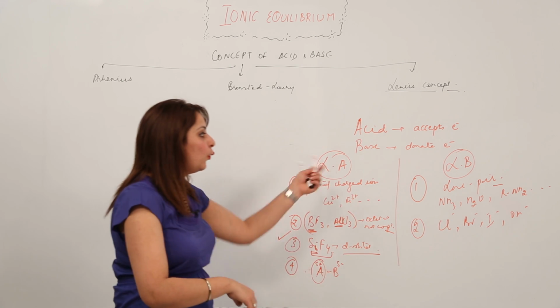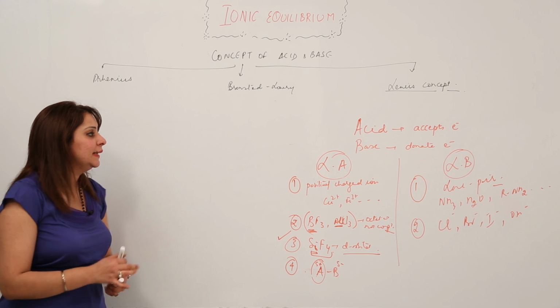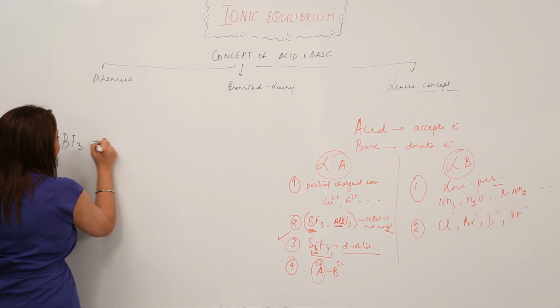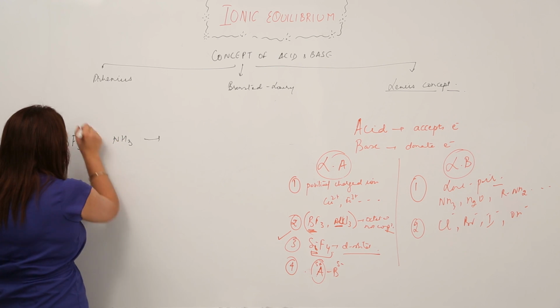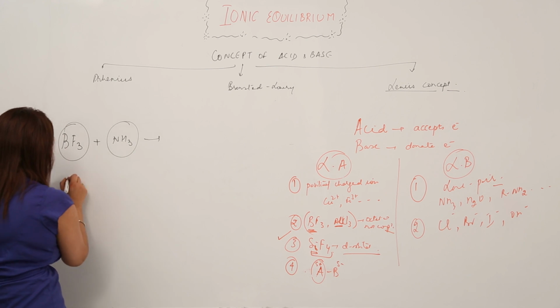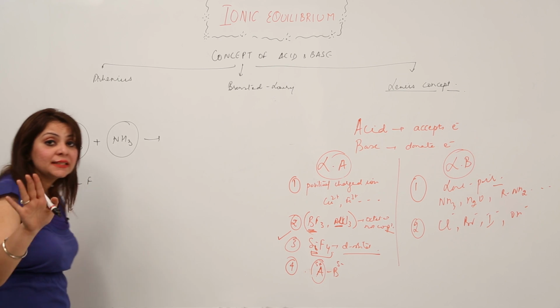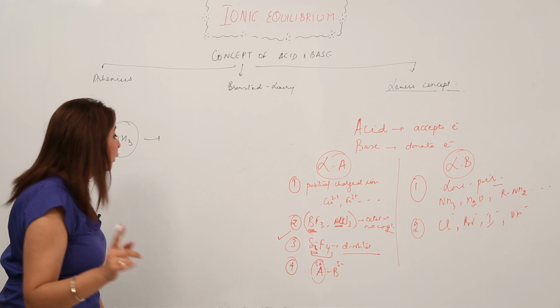Now let us see how the bonding occurs between a Lewis acid and a base. Suppose I have an example of BF3 and an example of NH3. So what do we see in BF3 and NH3? In BF3, boron has only 6 electrons around it. That means the octet is not complete.